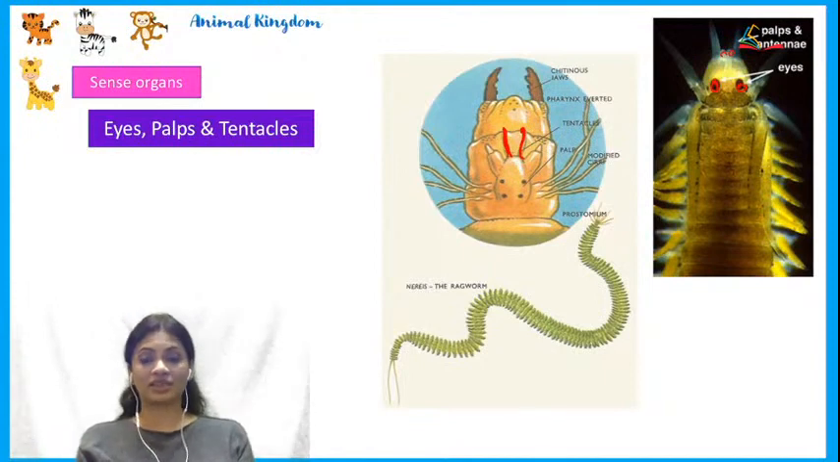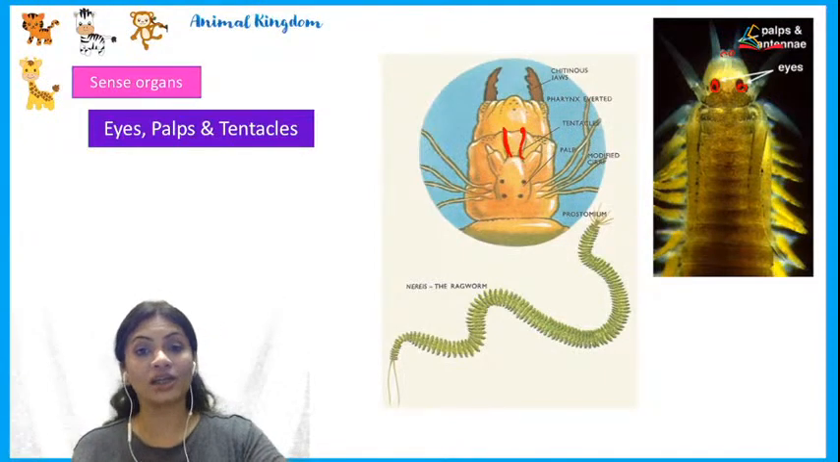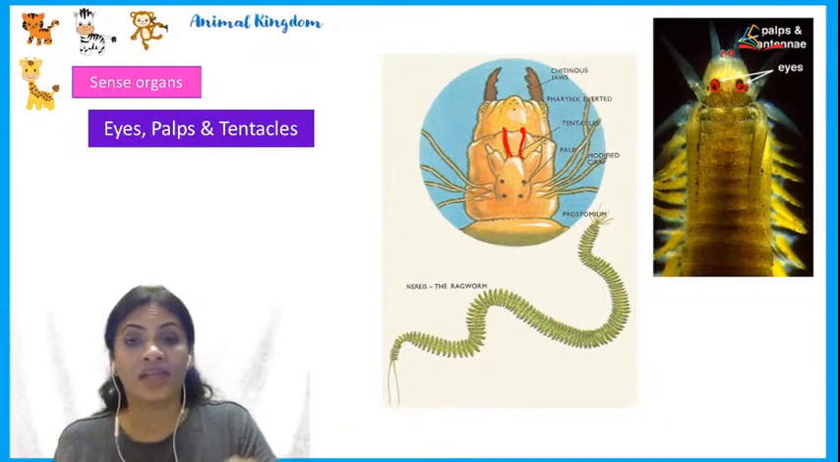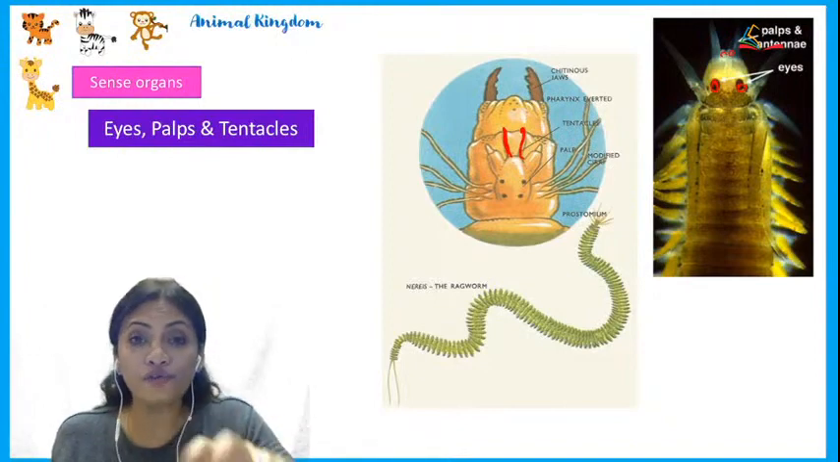What are these basic structures there for? Eyes are basically for vision. But the tentacles and the palps help that annelid to feel any structure.